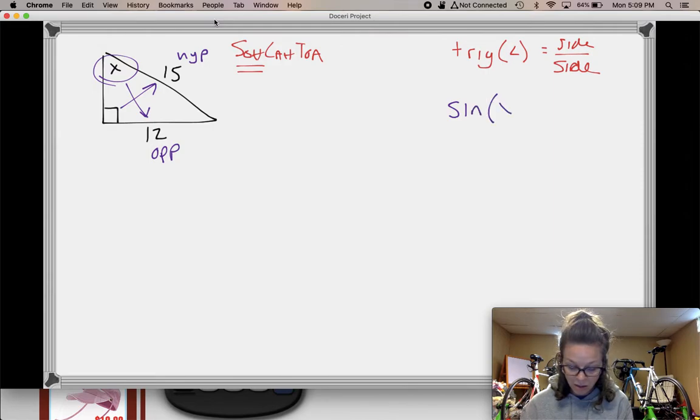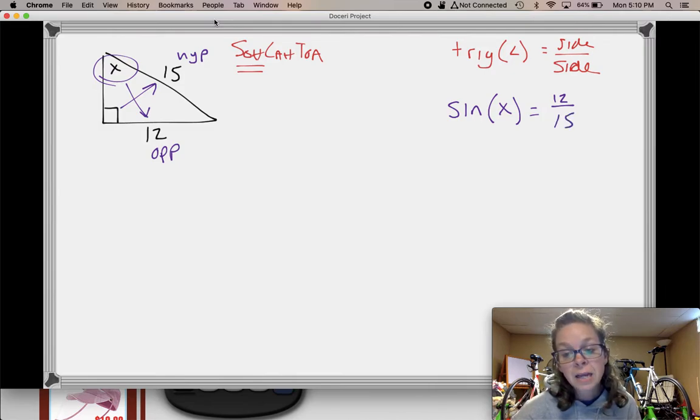Our angle is x. And then sine is opposite, that's 12, over hypotenuse, that's 15. So now we need to get x alone. You cannot divide by sine, okay? Because this doesn't say sine times x. It says sine of x. Sine is a function, much like a square root or a log, some other function that we've learned. We cannot divide by it.